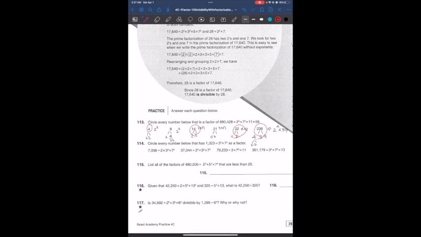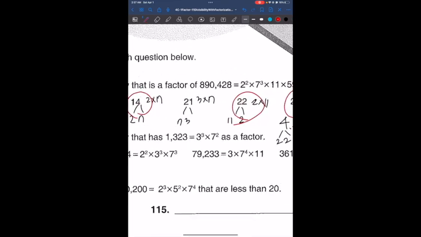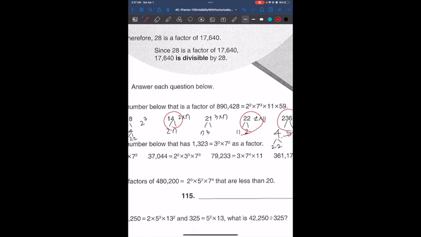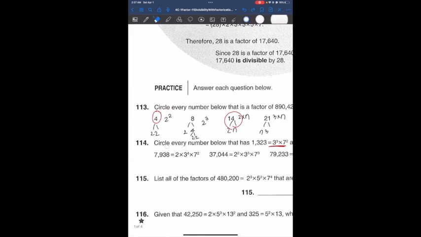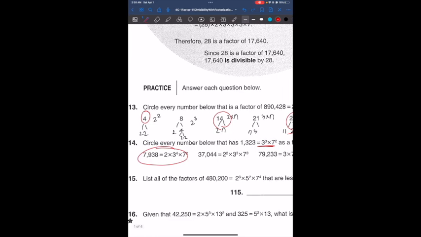And then for problem 114, it says, circle every number below that has 3 to the power of 3 times 7 to the power of 2 as a factor. And so if we see these 2 in any of the prime factorizations, then it is a factor. And so we have 4 3's, so we can definitely say that 3 to the power of 3 can be included, and we also have 7 to the power of 2. So 1,323 is a factor of the first one.